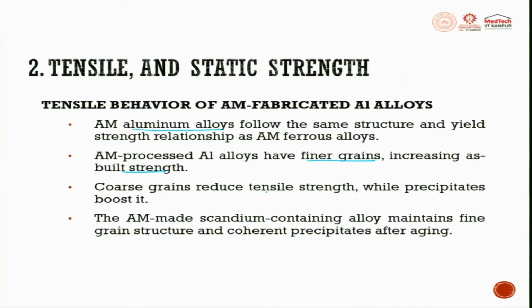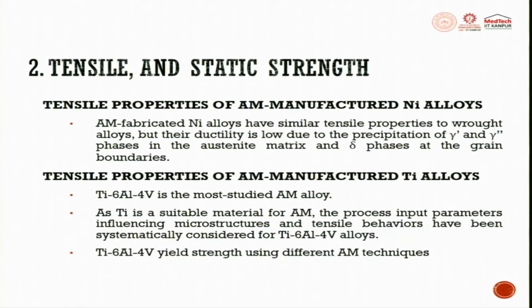The coarse grains reduce the tensile strength, while precipitates boost it. Well, this precipitation boosts the tensile strength. In additive manufacturing, the scandium-containing alloy maintains a finer grain structure and coherent precipitates after aging. These are all exotic materials.